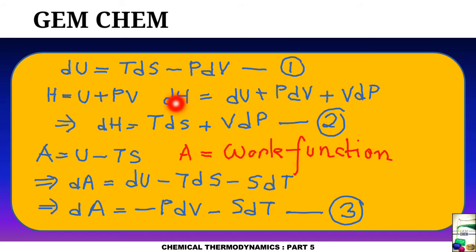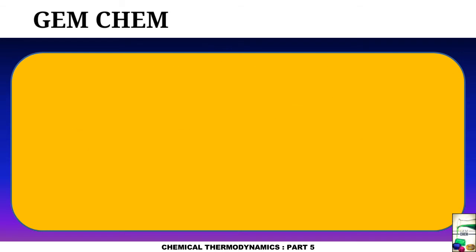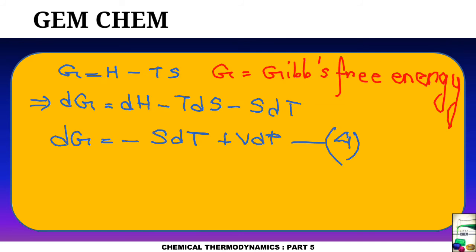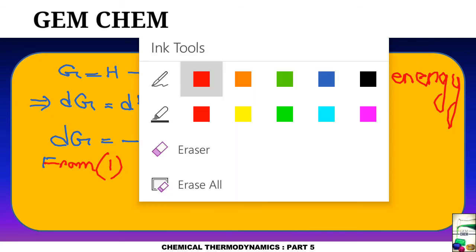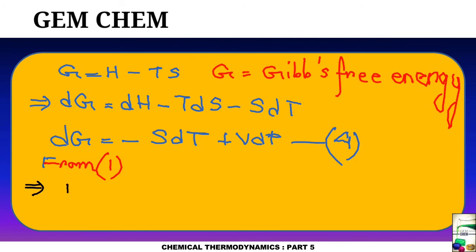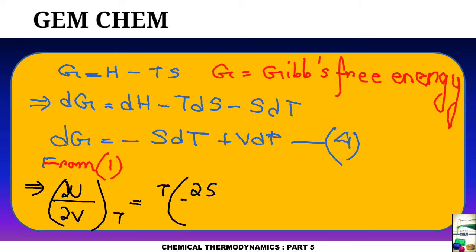Now from 1, we can write delta U by delta V, that is differentiating with respect to V at constant T, we will get an expression like this. Let us do. See this one, on differentiating from 1, we can get delta U by delta V at constant T is equal to T delta S by delta V at constant T minus P, and this is equation number 5.